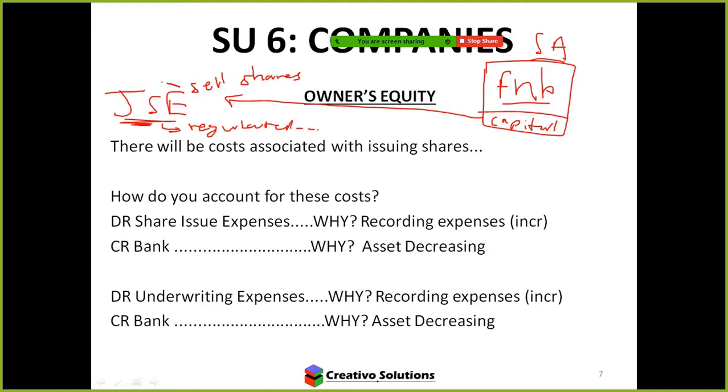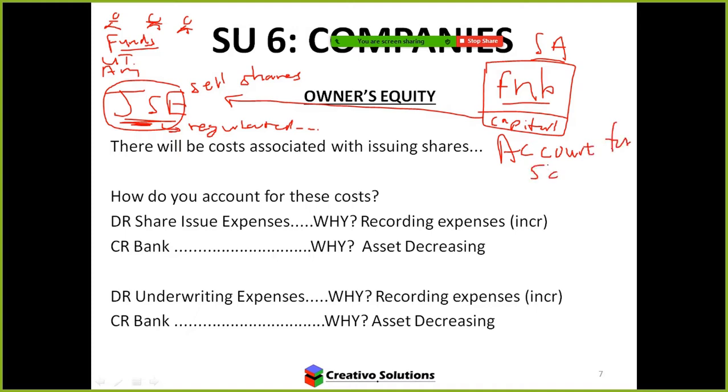If they're going to sell shares on the JSE, you're going to have lots and lots of different buyers. They could be people, they could be large funds, huge asset management funds, unit trust type things, asset managers. They could even be other companies buying shares in that company. It all depends. But the point is, when FNB is issuing those shares, they need to account for the share capital.